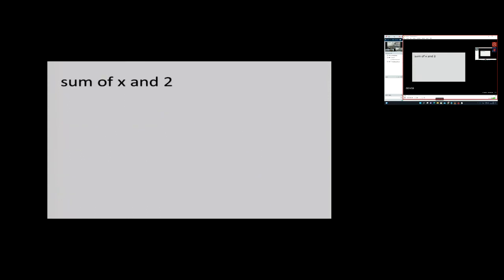Next. Sum of x and 2. Now, when we talk about sum, what is sum? Addition, right? So sum of x and 2 means you're going to make this "and" a plus symbol. And that would be the quantity of x plus 2. Remember, if we are dealing with sum, you always need to put quantity of, okay, the parenthesis. Sum of x and 2 is parenthesis x plus 2.